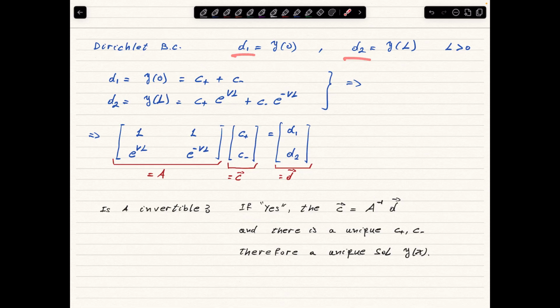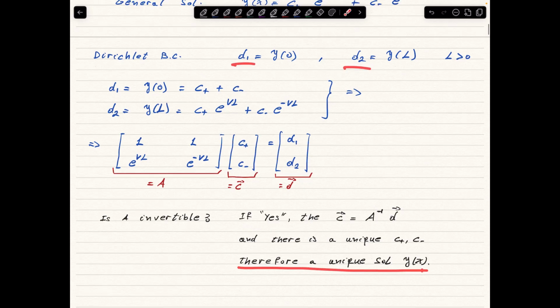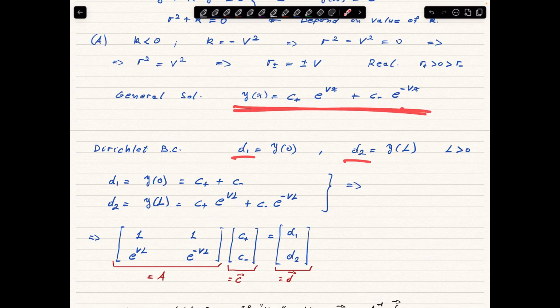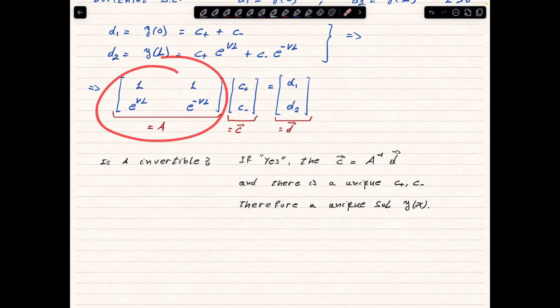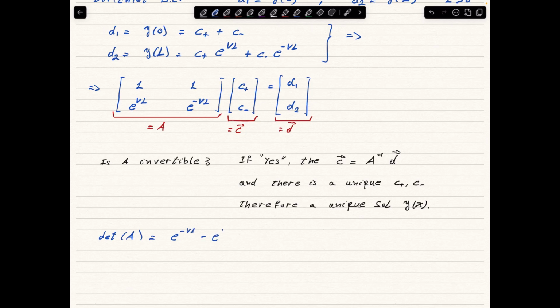You put there. Therefore, there exists a unique solution for the differential equation, because there is a unique solution for the coefficients that go here, and you get a unique solution for the differential equation. How do we know if this matrix is invertible? Well, we compute the determinant of matrix A, which in this case is going to be exponential negative VL minus exponential VL, isn't it? Product of these two coefficients minus these two.